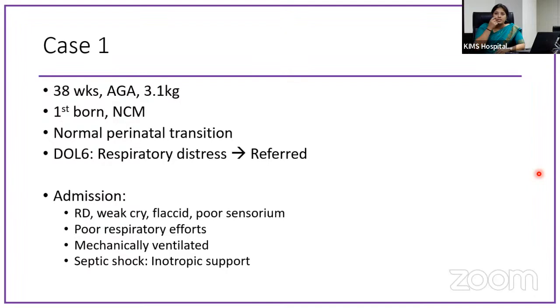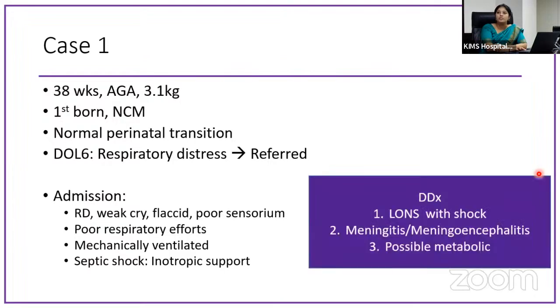Now, when this child presented to us, the child had respiratory distress, had a weak cry, was flaccid, and the sensorium was poor. The respiratory efforts were also poor, and for this, the child was mechanically ventilated. The child had septic shock, or was thought to have septic shock at the time of presentation, and required inotropic support. So, at this time, we have a child with a differential diagnosis of probably late onset neonatal sepsis with shock, probably underlying meningitis or meningoencephalitis, and possibly metabolic.